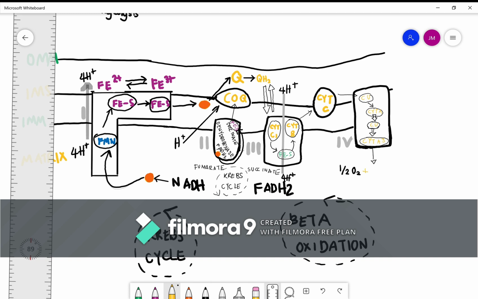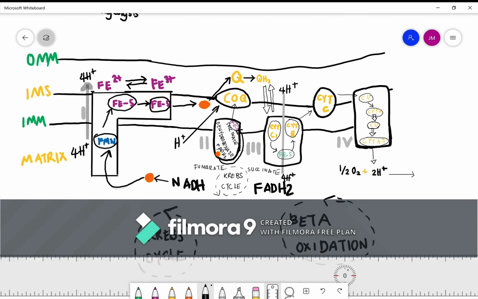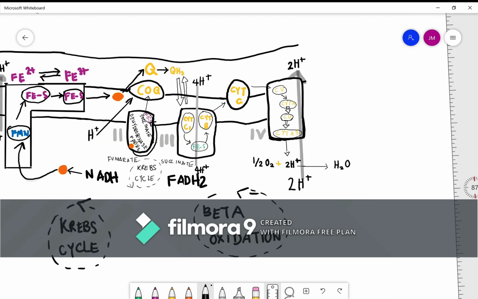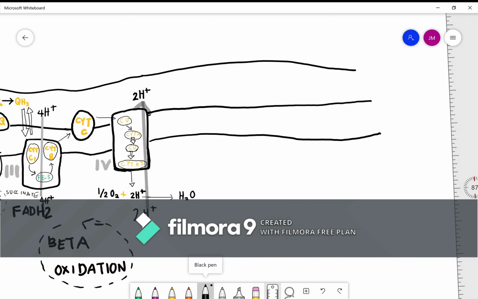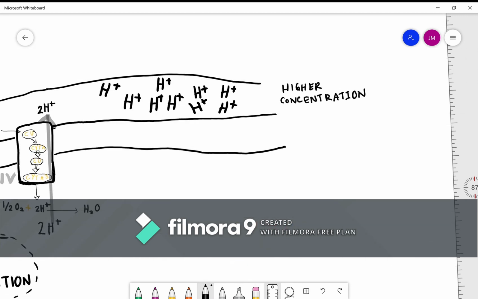The oxygen combines with 2 hydrogen ions from the matrix of the mitochondria and gets reduced to water. This redox reaction in the fourth complex causes the pumping of 2 hydrogen ions to the intermembrane space. All this pumping of hydrogen ions causes a higher concentration of hydrogen ions in the intermembrane space, as compared to the low concentration inside the matrix. The inner mitochondrial membrane is impermeable to ions, so hydrogen ions cannot cross the membrane as such.